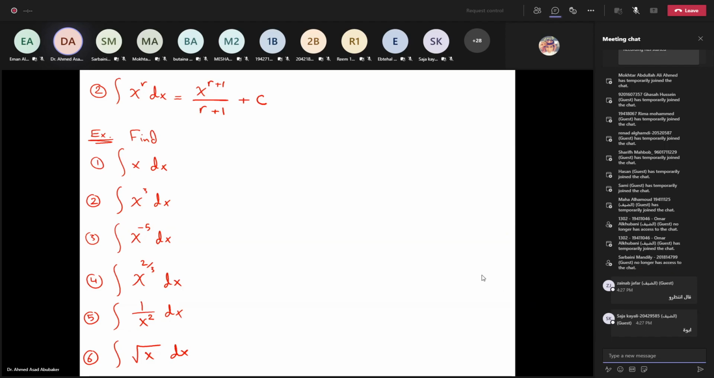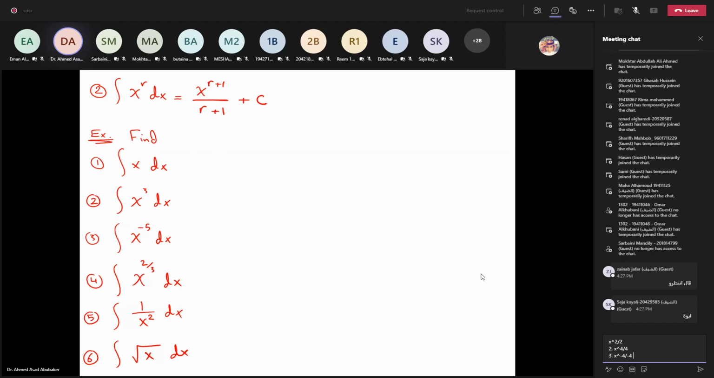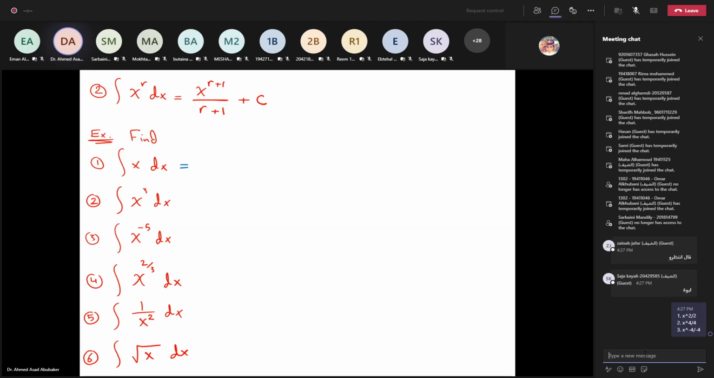Okay, now we start. The first exercise, the integral of x to the power 1. Okay, this is equal what? What's the power of x? x to the power 1. So we must add 1 to the power. We have x to the power 1 plus 1, 2. But it must be divided by 2 also, plus c, like this. The new power 2. This is 1 and plus 1 from the rules. Okay, from the rules.